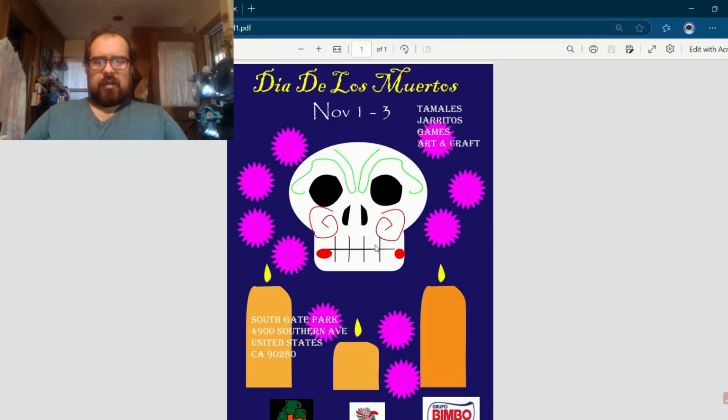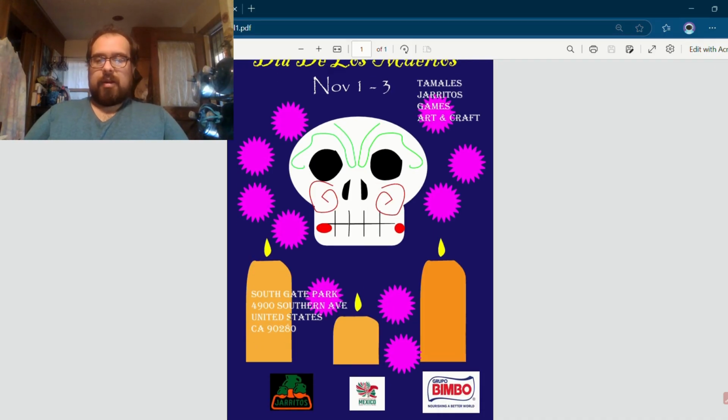For the sponsors, I went with three: Jaritas, Mexico, and Bimbo. Jaritas is the most popular type of drink found in Mexico, and it goes almost everywhere, to California and maybe Arizona. Bimbo is also the second largest group to be sponsored because their bread is the most delicious and can be found almost anywhere in the Pacific region.